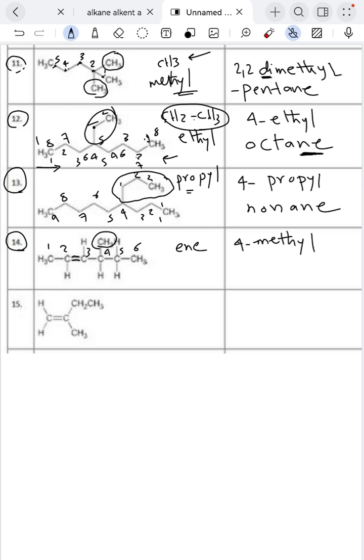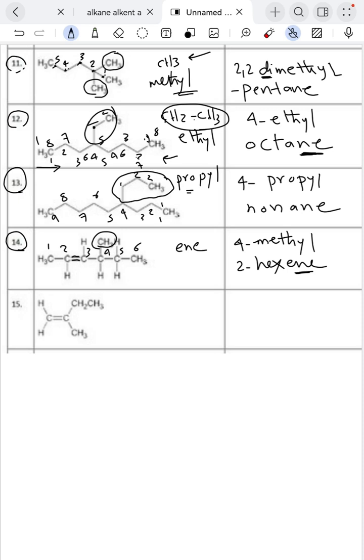How many carbons in the longest chain? It's 6. We start again: methane, ethane, propane, butane, pentane, and hexane. But here we cannot say hexane, we can say only hexene. Why? Because there is a double bond. Okay, what is the location of the double bond? It's at carbon number 2, so we have to mention its location. It's 2, and then hex, and we add -ene, so it's called 4-methyl 2-hexene.